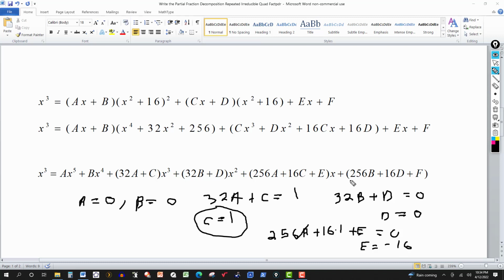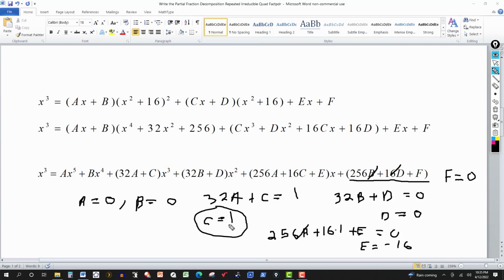Now let's look at the last expression. 256. We know b is equal to 0, so this is gone. We know d is equal to 0, so this is gone. And of course this has to equal 0 because there's no constant on the left side. So that tells me that f is equal to 0. So the only thing we can use here then is that c is equal to 1 and e is equal to negative 16.